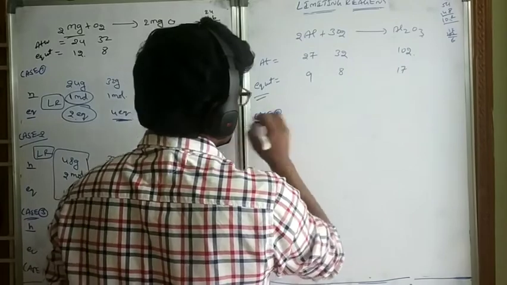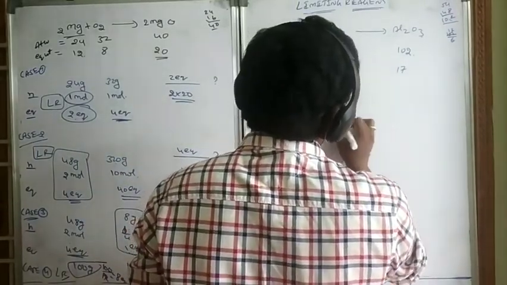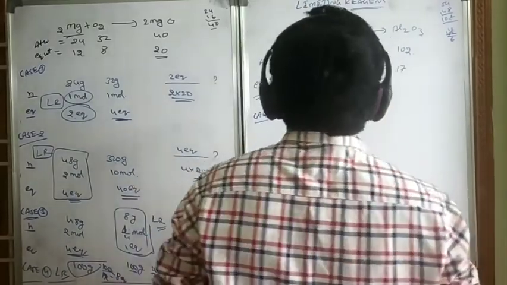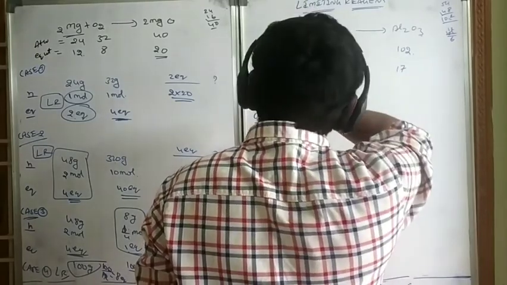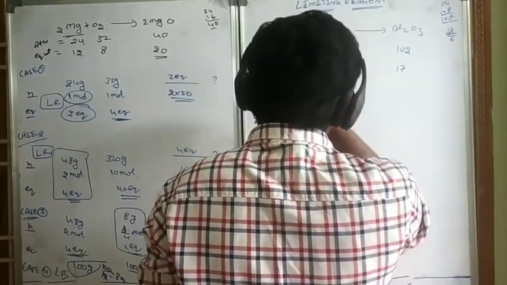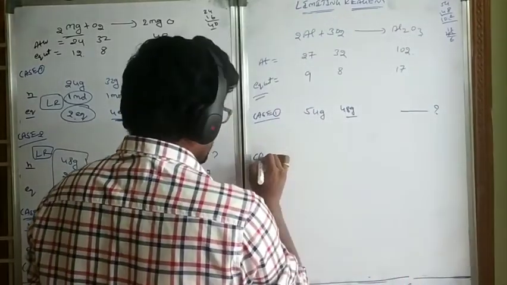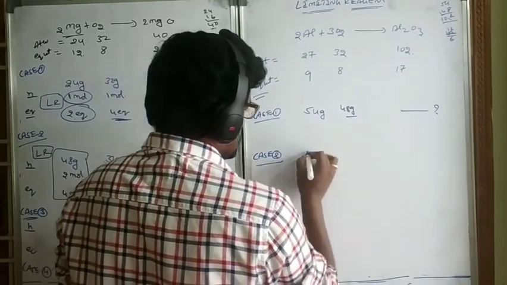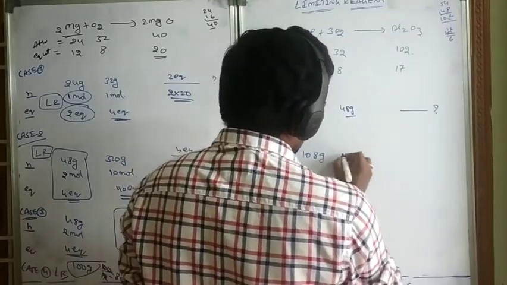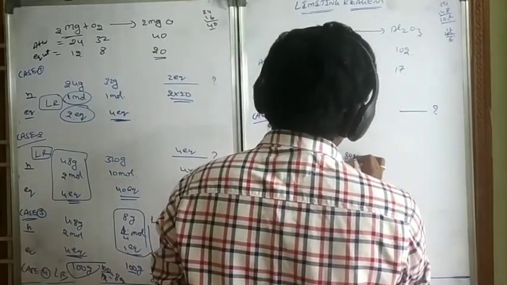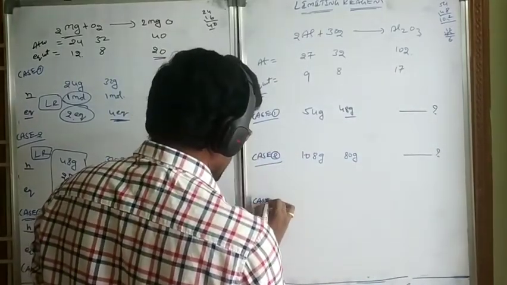Case 1: 54 grams and then 64 grams, not 64, and then 48 grams. Find out which is the limiting reagent. Case 2: 108 grams and then 80 grams. What is the limiting reagent and how much is formed?